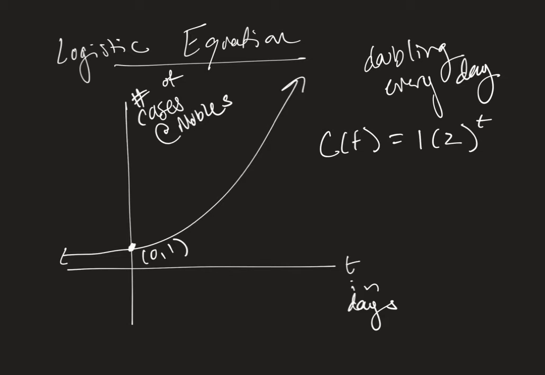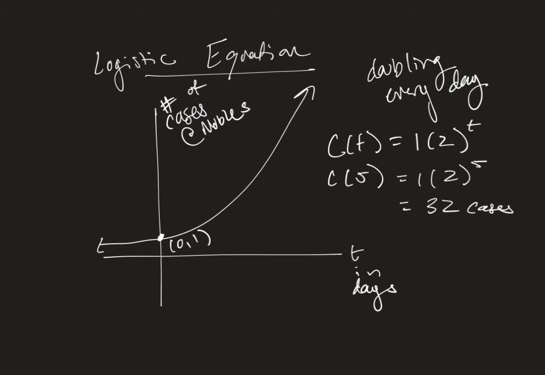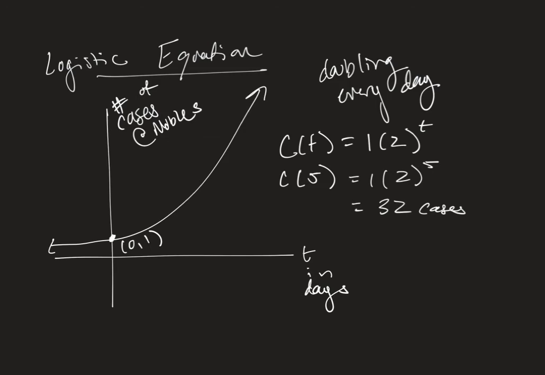Now we can say, let's say on the 5th day, how many people would have it? So then we have cases as a function of time. On the 5th day, we'd have 1 times 2 to the 5th, which is 32. So this would be 32 cases. And we can keep going, right? But this is an exponential model.